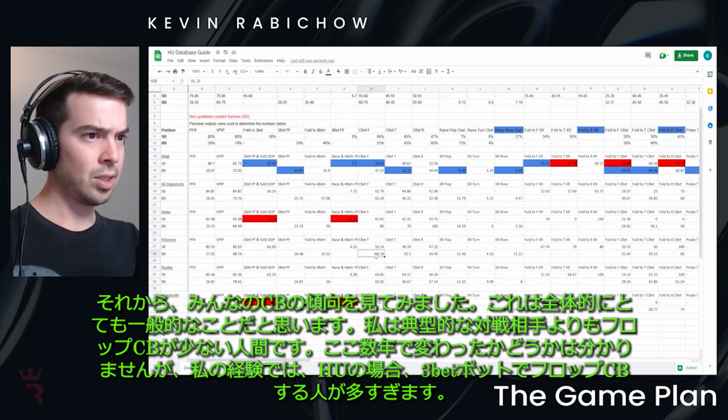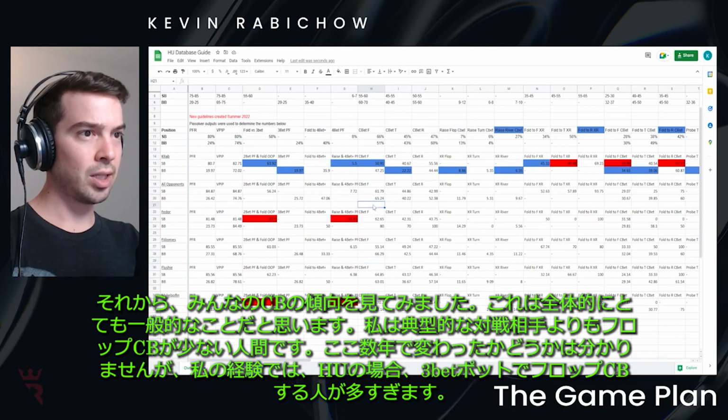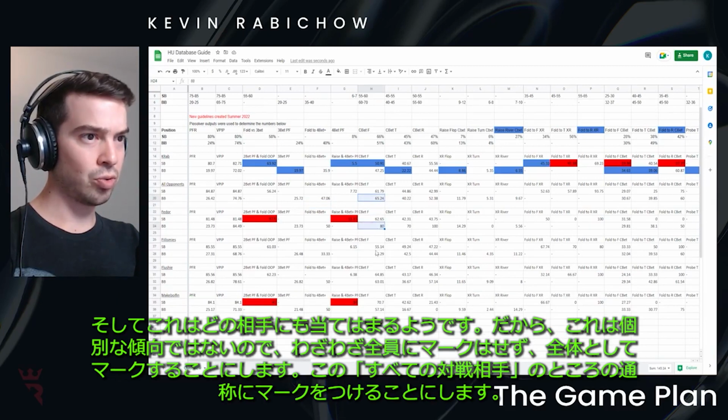c-betting tendencies, I think this is very common across the board. I'm someone who c-bets flop a lot less than my typical opponent. I don't know if this has changed over the last couple of years, but in my experience in heads up, people c-bet the flop too much in 3-bet pots, and this seems to be true of every single opponent. So I'm just going to mark that rather than marking everyone individually because it's not a unique tendency. I'm just going to mark that on the alias here, the all opponents section.